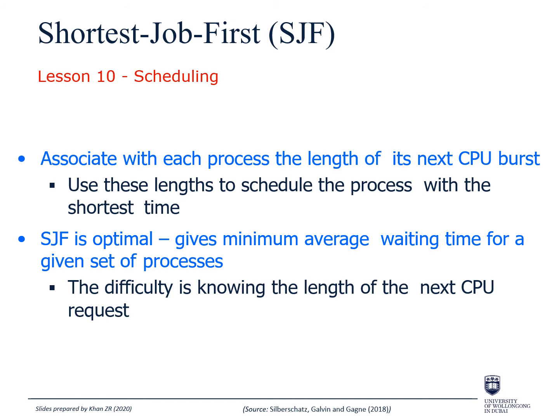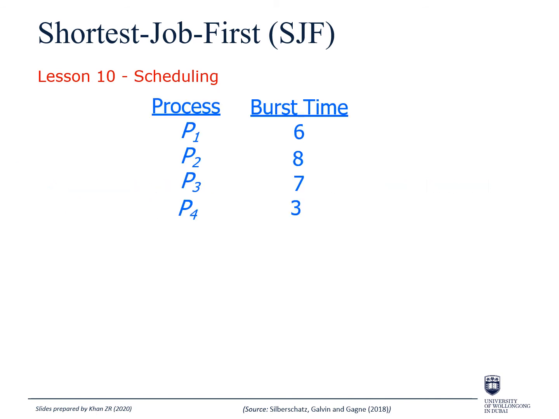The next algorithm is shortest job first, or SJF. Associate with each process the length of its next CPU burst. Use these lengths to schedule the process with the shortest time. SJF is optimal. It gives minimum average waiting time for a given set of processes. The difficulty is knowing the length of the next CPU request, though. Here is an example. You have processes P1, P2, P3, P4 with the corresponding burst times 6, 8, 7, and 3.